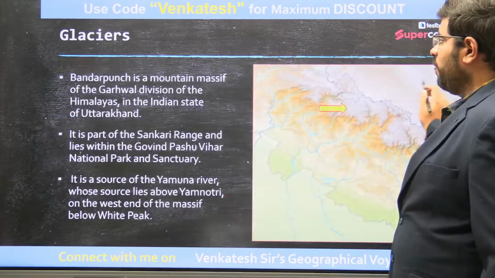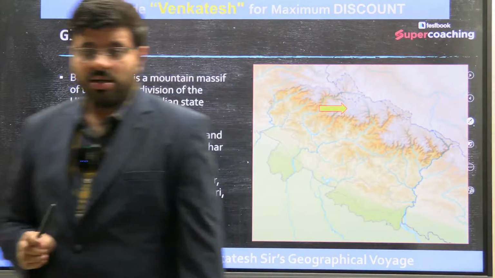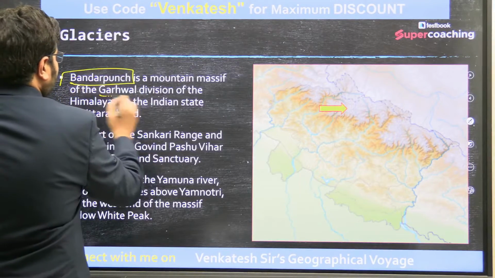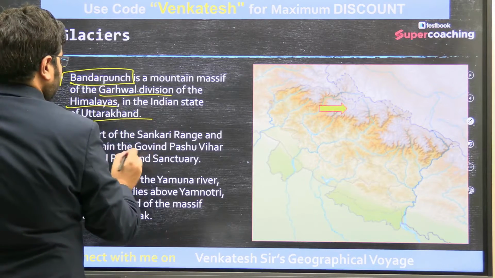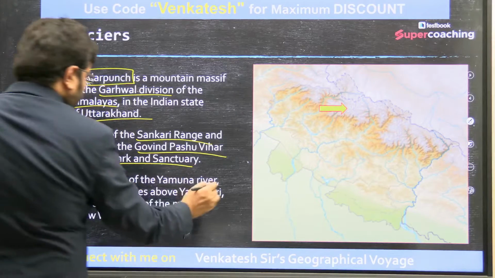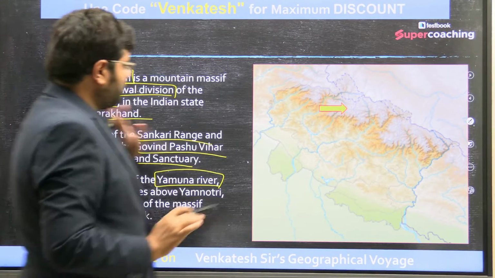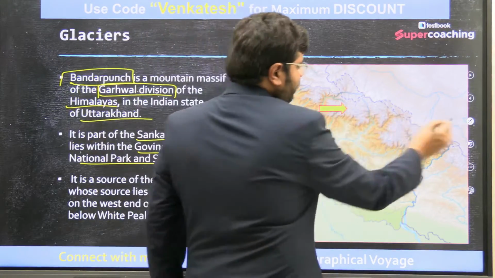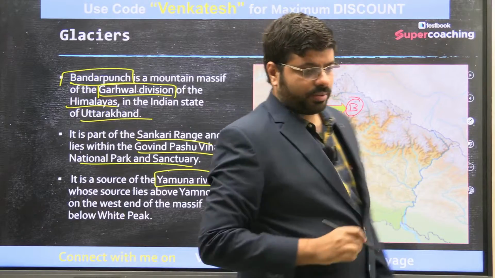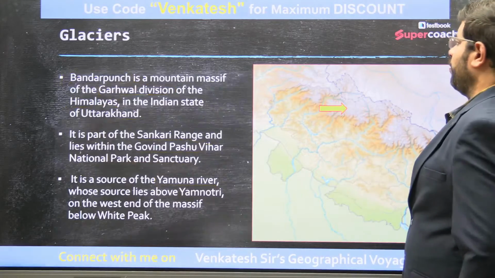Then when you talk about another glacier, remember I told you about the Yamuna, I forgot there, Bandarpunch Glacier. Bandarpunch Glacier is part of the Garhwal division of the Himalayas in Uttarakhand, part of the Sankhari range, Govind Pashu Vihar. You can ignore these kinds of things. Just remember Yamuna River, Garhwal mountain division of the Himalayas, Bandarpunch Glacier, Uttarakhand area. This is the location of Bandarpunch. Right? All of you? These are the important glaciers which I want you to remember.